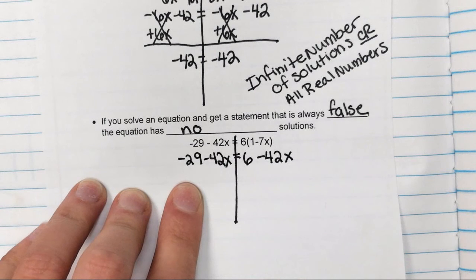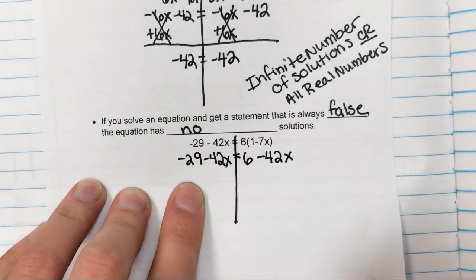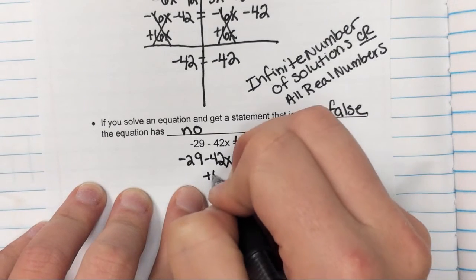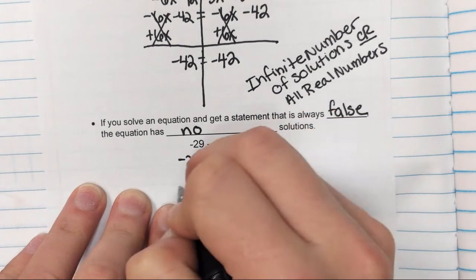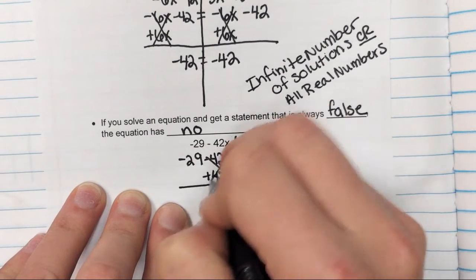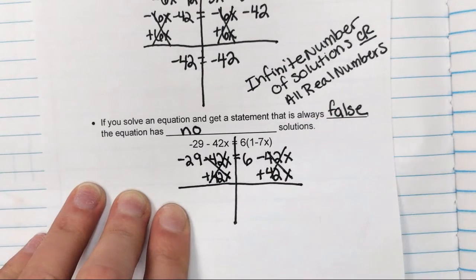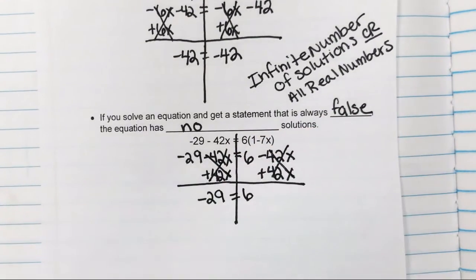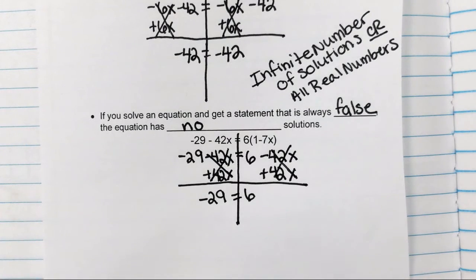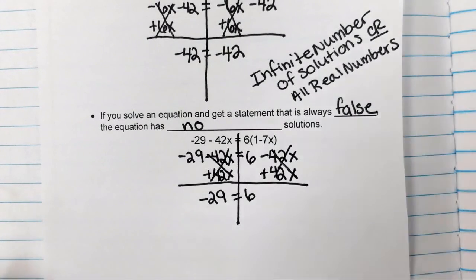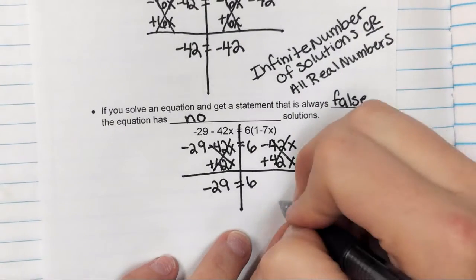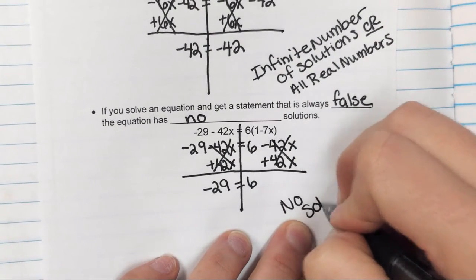Alright, I'm going to try to move all my variables to the left, so I'm going to add 42x to both sides, addition property of equality. These two go away, these two go away, and I'm ending up with negative 29 is equal to 6. No matter how hard I try, negative 29 will never equal 6. So this statement is always false, meaning that there are no solutions.